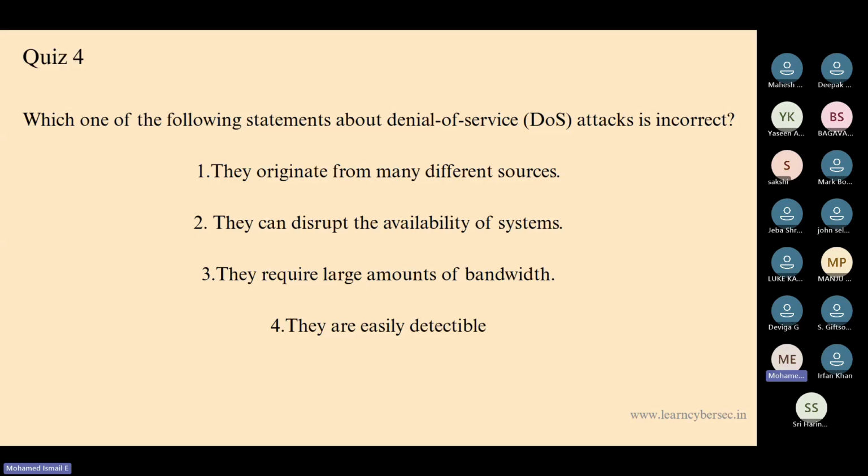They can disrupt the availability of the system. Yes, of course, DoS and DDoS both disrupt availability, so that is correct. They require a large amount of bandwidth, also correct, because it consumes more bandwidth because of broken TCP connections; every attack opens and hangs for a few seconds, which consumes the bandwidth. They are easily detectable. Yes, using a firewall, they can be detected. So the answer is the first one, they originate from many different sources, because the question is which statement about a DoS attack is incorrect. A DoS attack originates from a single source. That's the reason that statement is incorrect.